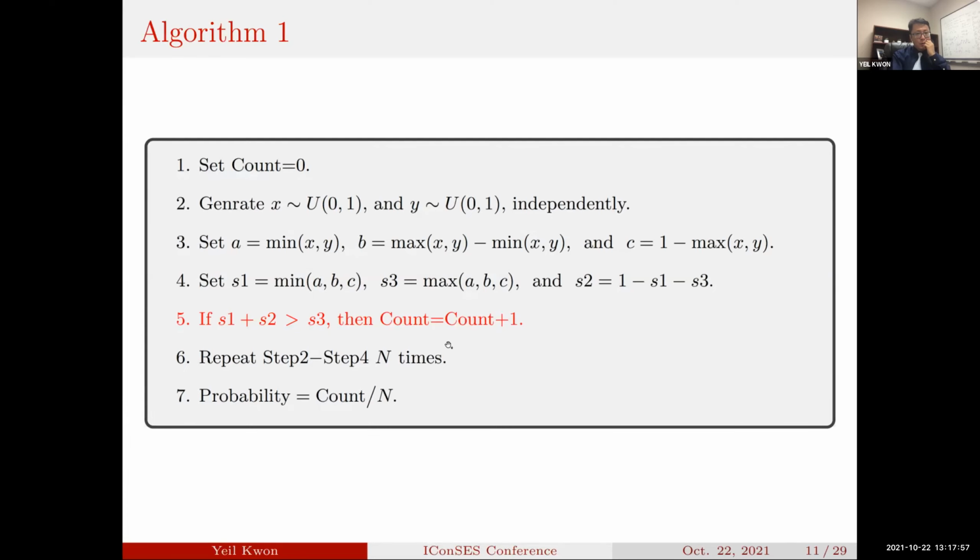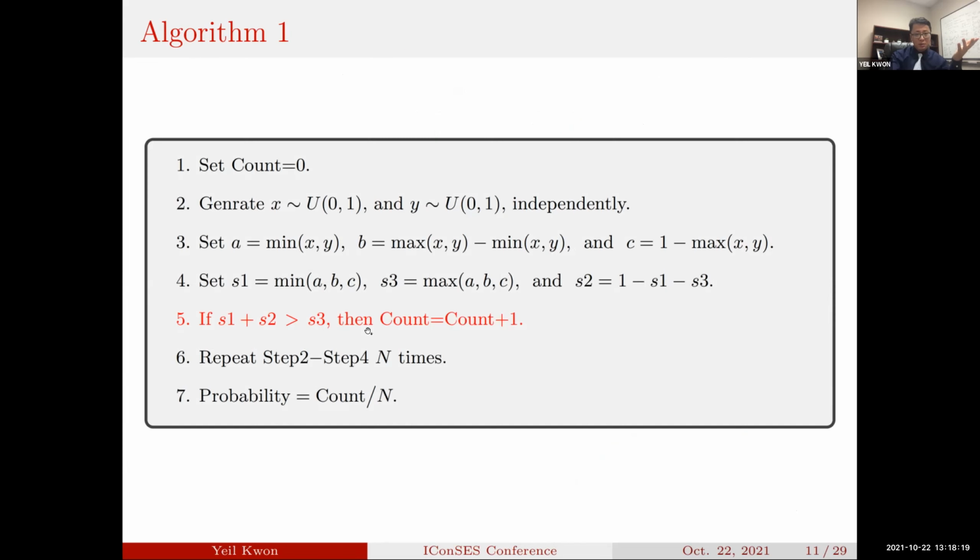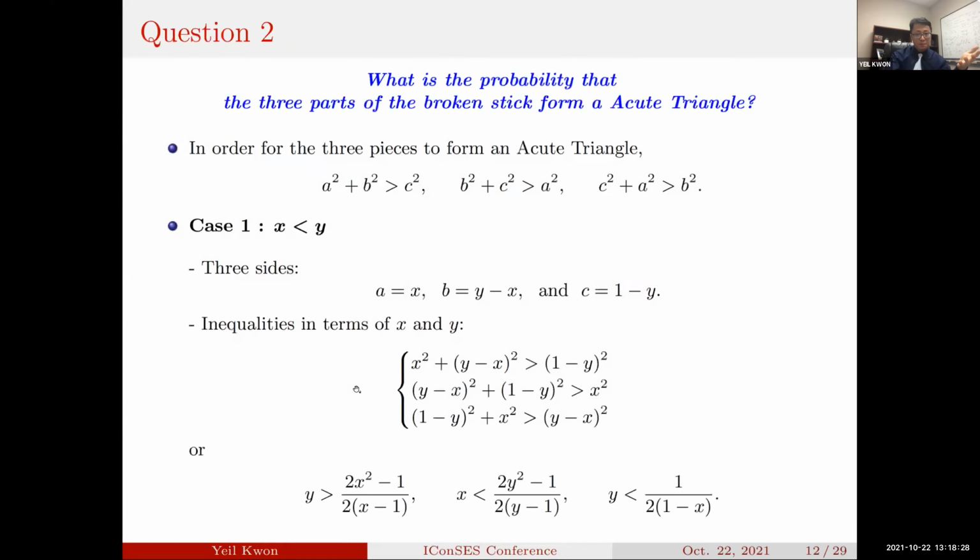But think about this algorithm. It uses only the information of this part. That means if the sum of 2 sides is greater than the other, then we can make a triangle. This is basic knowledge of geometry. Using only this, without complicated calculus or systems of linear inequalities, we can repeat the experiment many times, like 1,000 times, and we can get the probability.